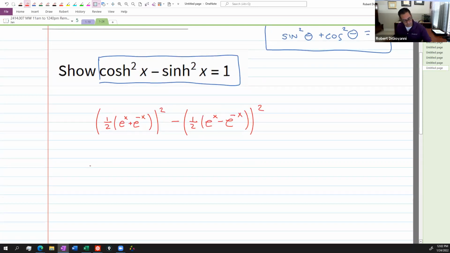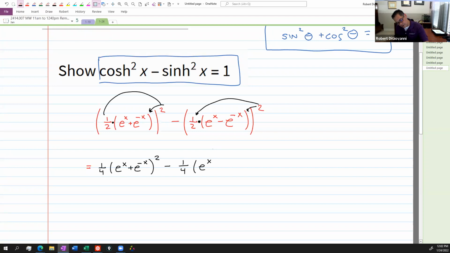Here we go. When I square, because there's multiplication right there at that 1/2, I can square the half and then square the thing in parentheses. So it becomes 1/4 (e^x + e^(-x))^2 minus 1/4 (e^x - e^(-x))^2, that quantity squared.